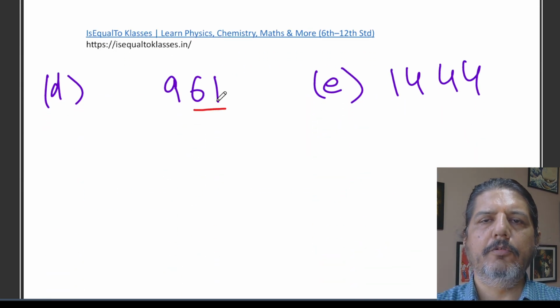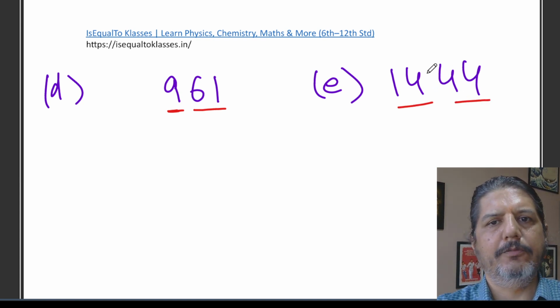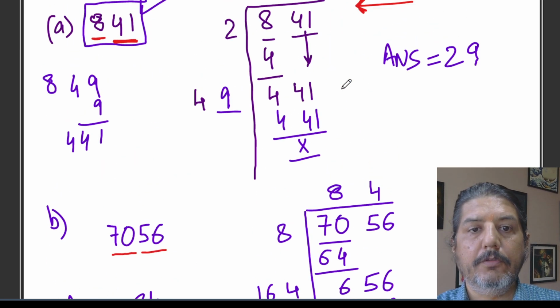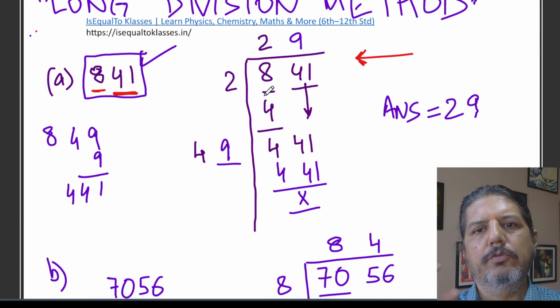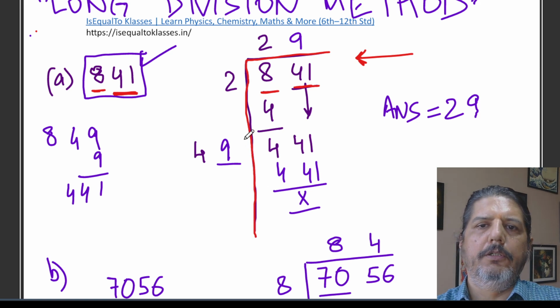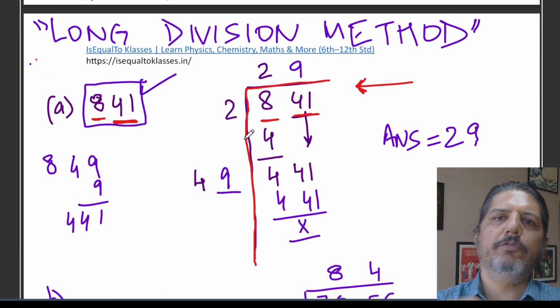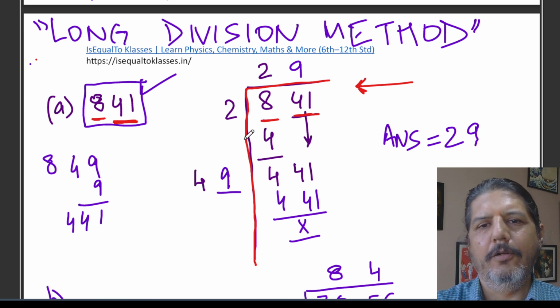961: 61 would be the first pair and 9 would be the next pair. 1444: 44 would be the first pair and 14 would be the next pair. So this is how the pairing is done. The first step is to make the pairs: 41 here, 8 here. And usually, this is how the long division method looks when finding the square root.